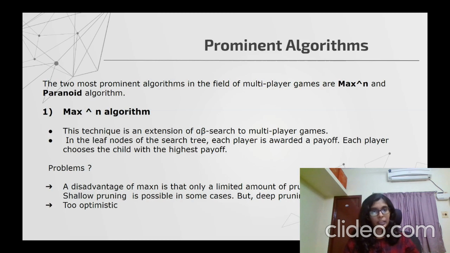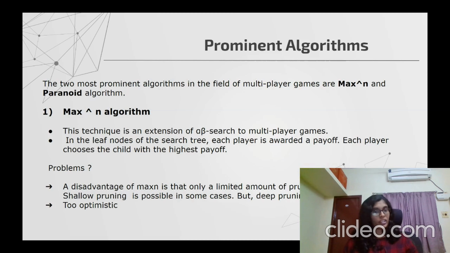We can say that the problem of the Max-N algorithm is twofold. First, the problem of pruning. Compared to alpha-beta search, less pruning is possible. Because of this, we have a very limited look ahead. In the extreme case, pruning is possible if there is a lower bound on each player's score and an upper bound on the sum of scores. Even then, only basic shallow pruning is possible.